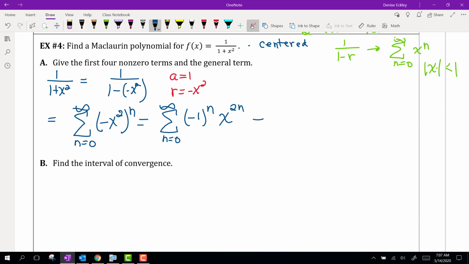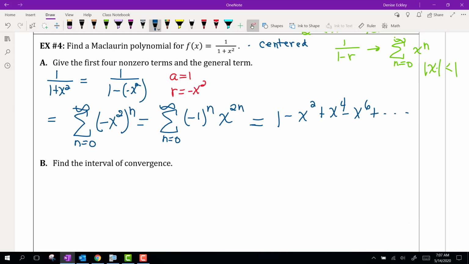So now we can write out the 4 terms. We have our general term there already. So this is going to be 1 minus x squared plus x to the 4th minus x to the 6th, and so on, like that.